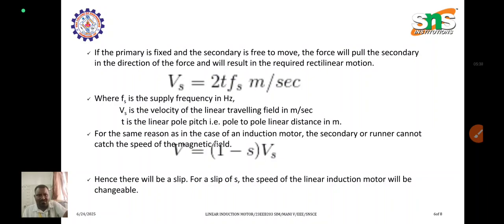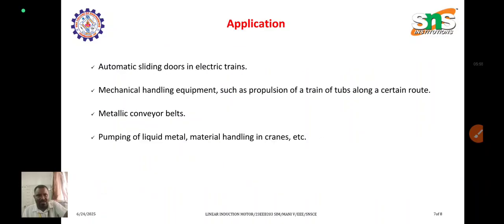The velocity is 2τ into fs, where τ is the distance between pole to pole, and fs is the supply frequency. Based on the supply frequency and the distance between the poles, we can determine this velocity. And these are a few applications of the linear induction motor.